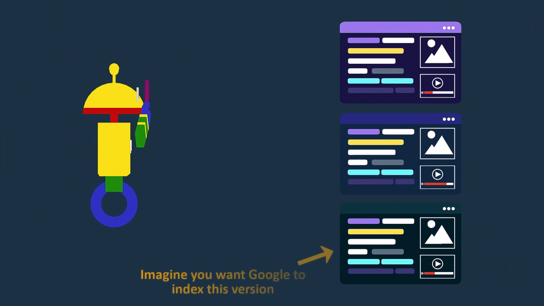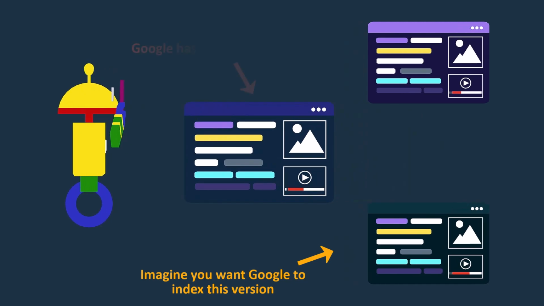If you don't specify a canonical URL, Google will make the decision on its own. However, relying solely on Google for this decision isn't a great idea. They may choose a version of your page as the canonical one that you don't actually want.